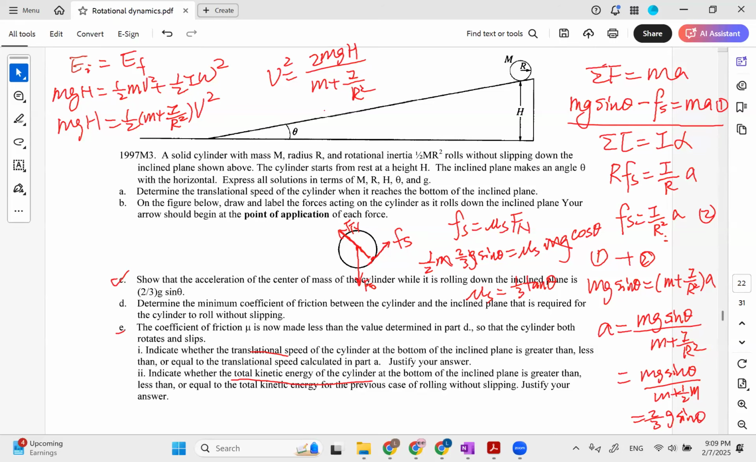Is it possible to have greater final energy? Oh wait, is KE not just mv squared, right? Total translational kinetic energy and rotational kinetic energy.